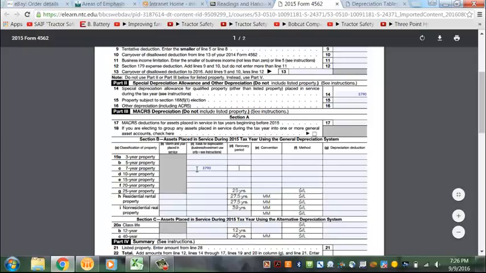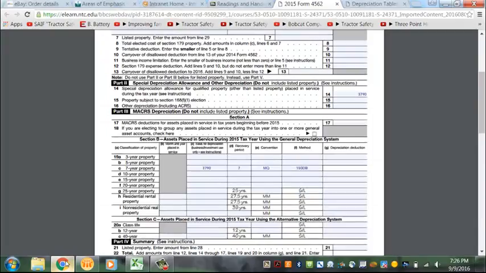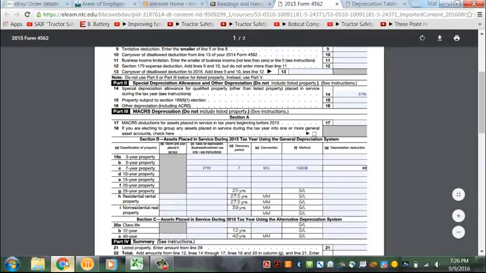We know that our recovery period is 7 years, our convention is mid-quarter, and our method is 150 DB, 150 declining balance. Then we go back to our Excel spreadsheet, and we know that the remaining deduction is $507.48. On these tax forms, you don't have to use the cents, so we just round it to 507. Then the tractor is done, and we have that accounted for. And we have to go on to the shed.